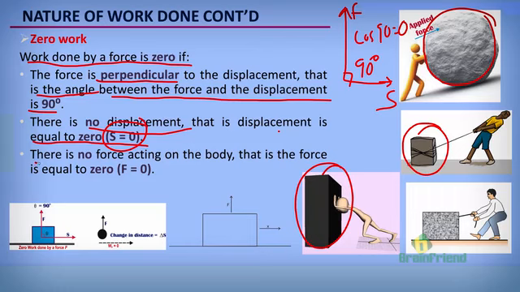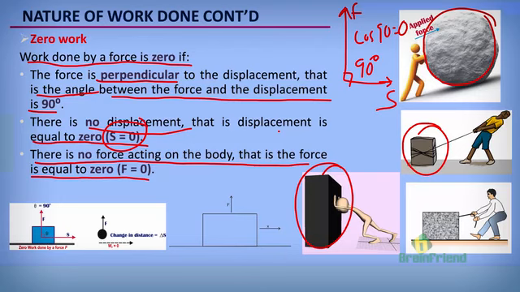The third condition is there is no force acting on the body. That is, the force is equal to 0. When there is no force, when there is no push, when there is no pull, then the work done is 0. Remember our definition of work done.